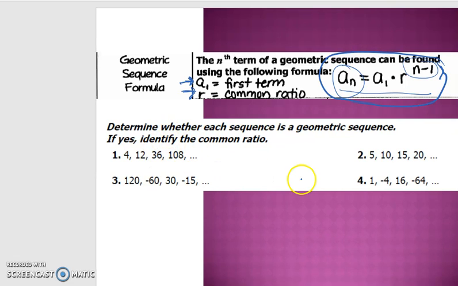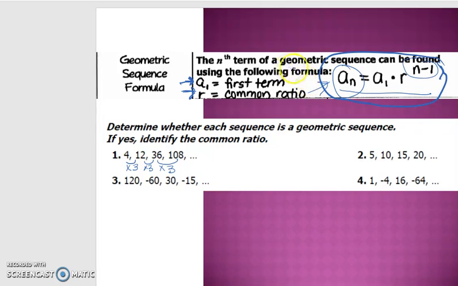Okay? So we're going to look at a couple of examples, and we're going to see if we can write the equation based on this form of the equation for this series. First of all, they want us to determine, is it a geometric sequence? That means, did you multiply something by something to get each term? So if I say 4 times 3, I'll get 12. If I go 12 times 3, do I get 36? And if I go 36 times 3, do I get 108? This is a consistent ratio. That means we're multiplying by the same term all the way through the series.